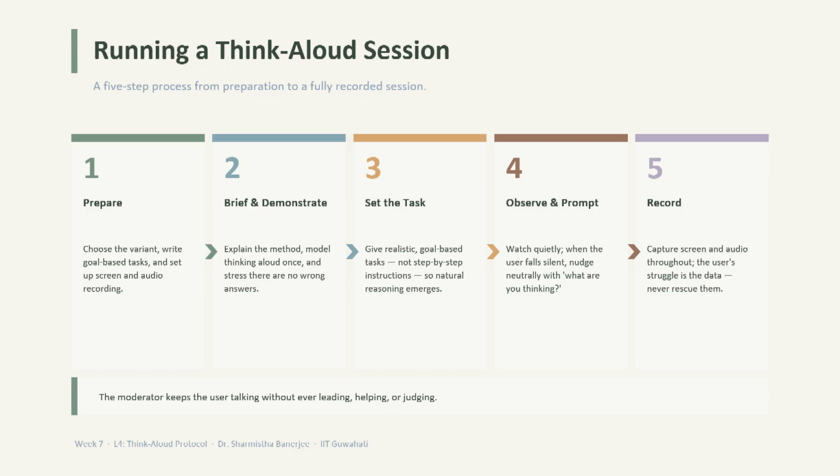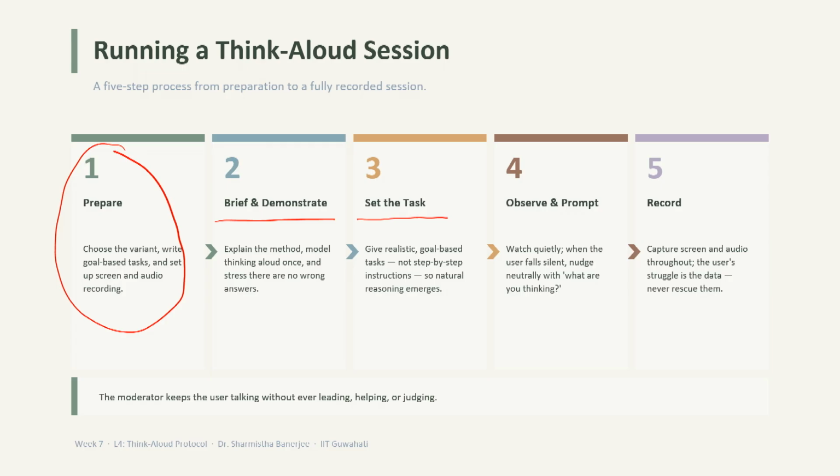There are 5 steps involved to run a think aloud session. First step is, as usual, prepare: choose the variant, write goal-based tasks and set up screen and audio recording. Then you do a brief and demonstration to explain the method, model think aloud once, and stress there are no wrong answers. Then you give them the task. Give them a realistic goal-based task, not step-by-step instructions, so natural reasoning emerges that way.